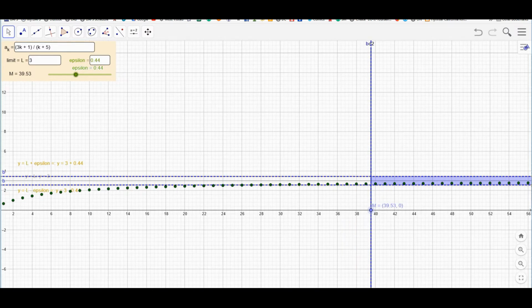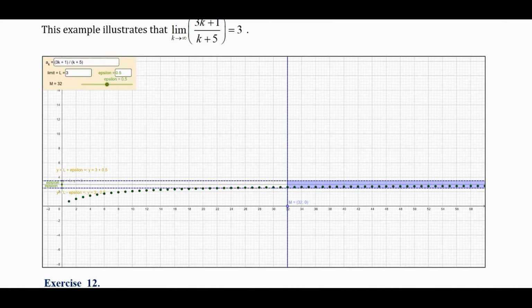Okay, so let's look at, there's a static picture of that. So now it's time to do an exercise.